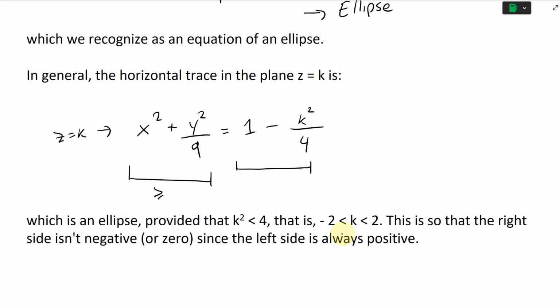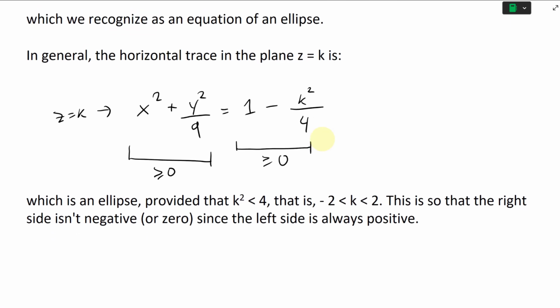So it's going to be greater than or equal to 0. And this part right here, we need it also to be greater than or equal to 0. And this is so that, if you look at it right here, k squared has to be less than 4, so that this value is going to be less than 1. And then 1 minus that is going to be positive. So it's 1 minus a number smaller than 1, you're going to be positive.